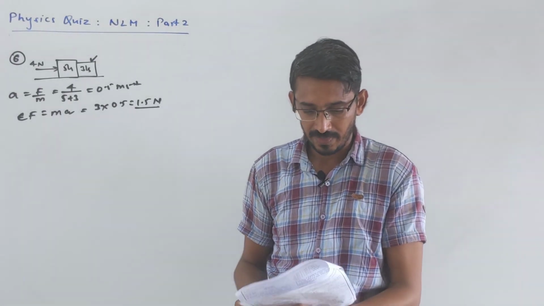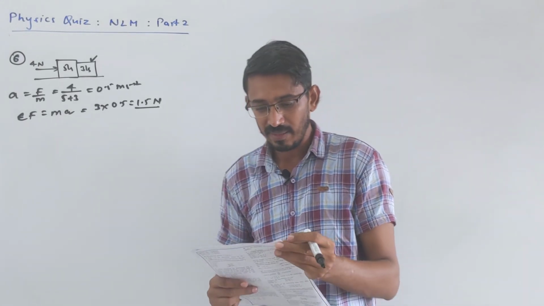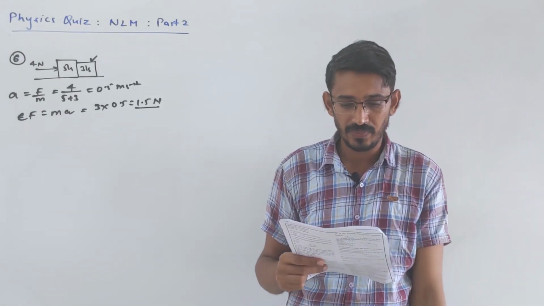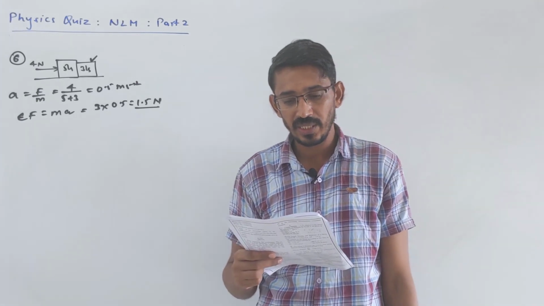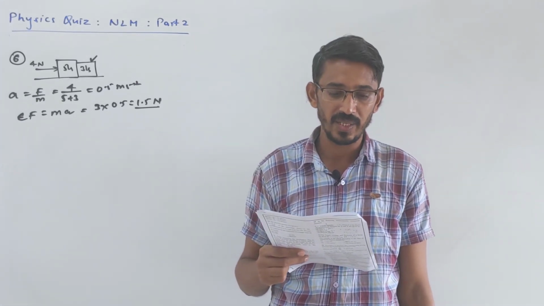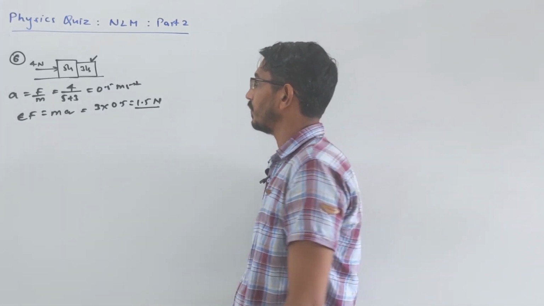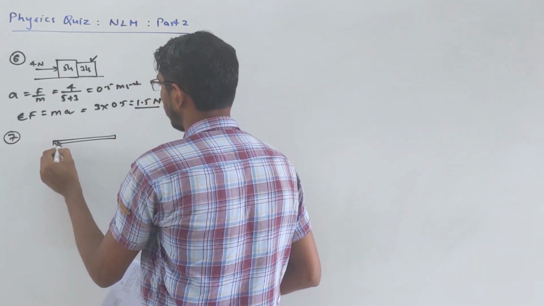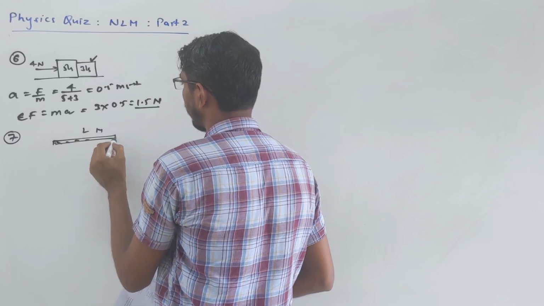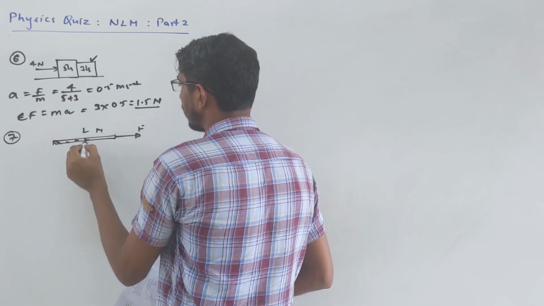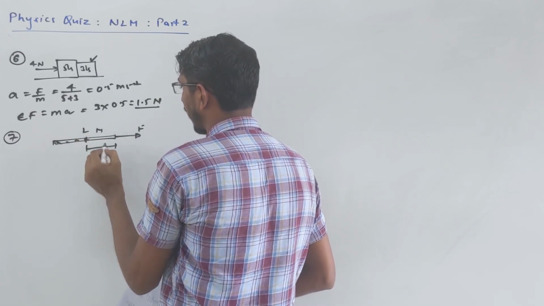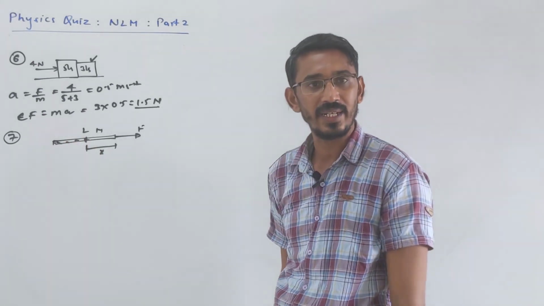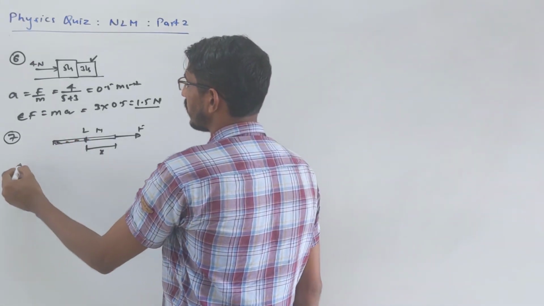Moving on, problem number 7. A string of length L and mass m is lying on a horizontal table. A force is applied at one end. Find the tension in the string at a distance x from the end where force is applied. A similar question I have done in the classroom. Let's see it again. This is a rope of length L and mass m. We applied force F here. They are asking what is the tension at this point, which is at a distance x from this end. Same procedure. Let's find the acceleration of the system first.